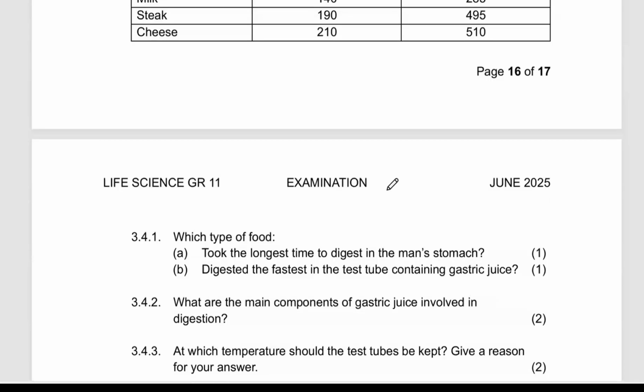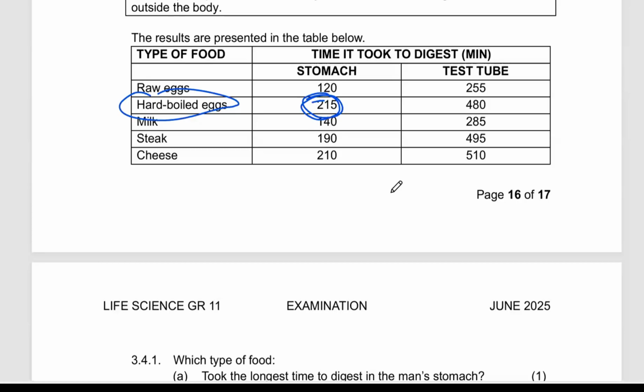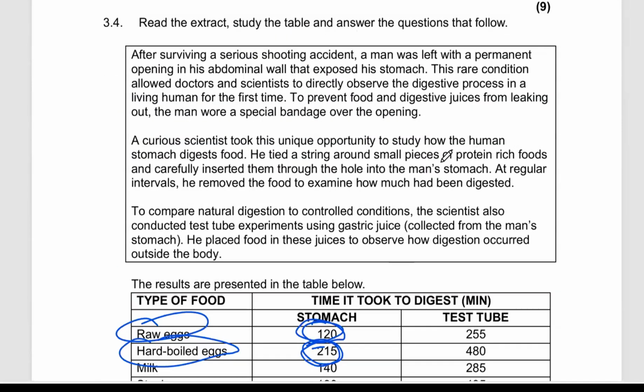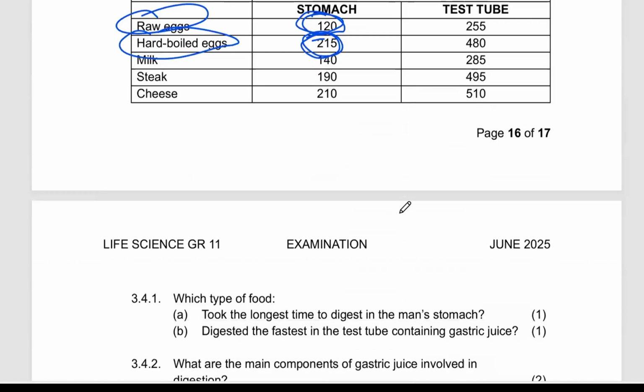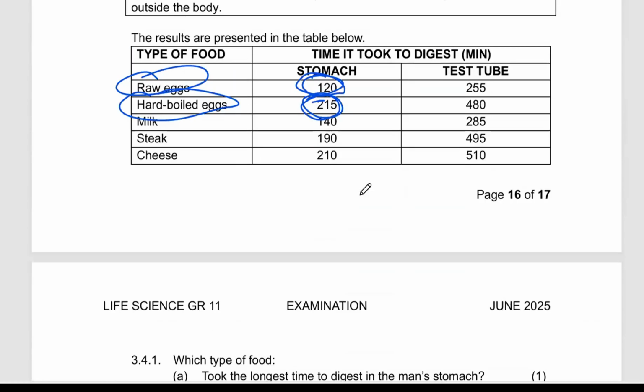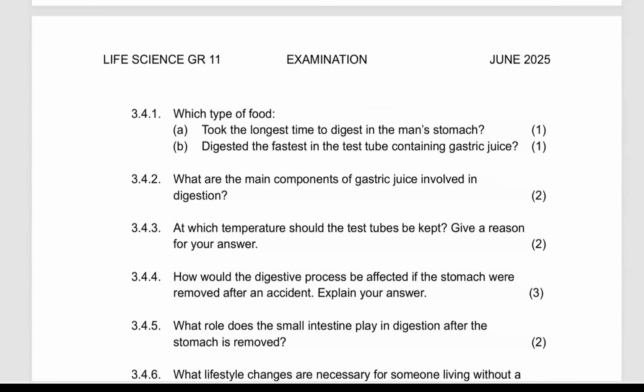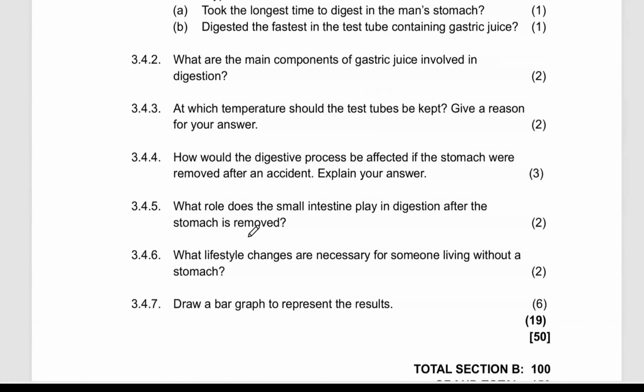Then they are saying question two, digested the fastest in the stomach. We see that it has the lower number of minutes, which is raw eggs. And then they are saying, what are the main components of gastric juice involved in the digestion? Basically, we have to read here. In gastric juice, you'll find that you have HCl, hydrochloric acid, you have water, you have mucus, you have pepsin or pepsinogen. Sometimes we can talk about proteases, the enzymes. Remember that in the stomach, we have digestion of proteins, and the enzymes which digest proteins, we call them proteases.